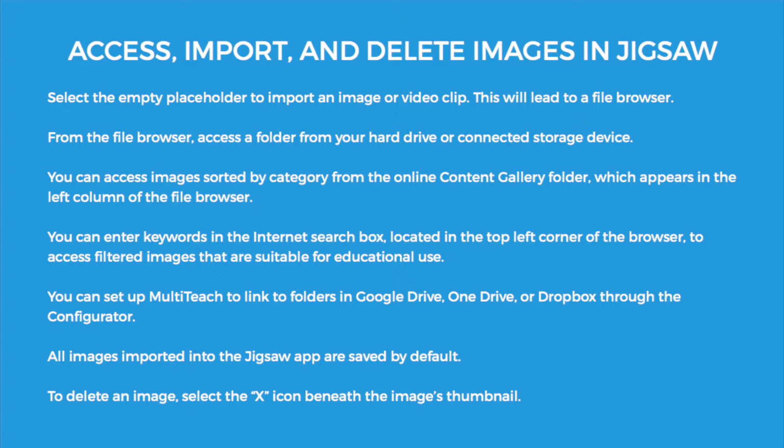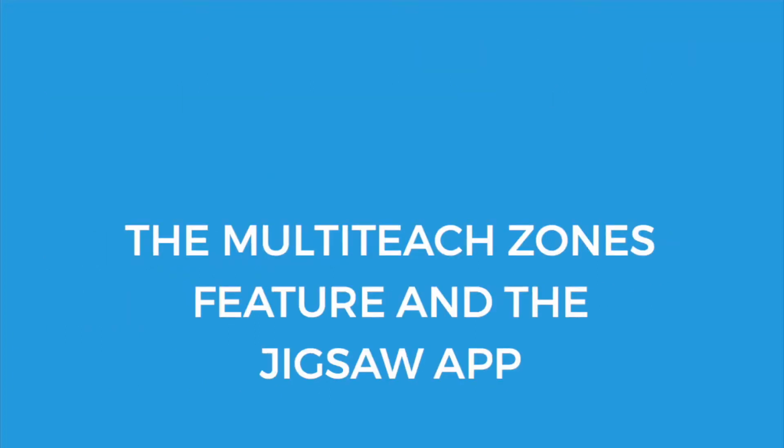You can set up MultiTeach to link to folders in Google Drive, OneDrive, or Dropbox through the configurator. All images imported into the Jigsaw app are saved by default. To delete an image, select the X icon beneath the image's thumbnail. In this segment, I'll show different ways to use the MultiTeach Zones feature with the Jigsaw app. I'll show how to set up the app for use on a tabletop display, and then I'll demonstrate how the Jigsaw app can work within Zones along with other apps and lessons.